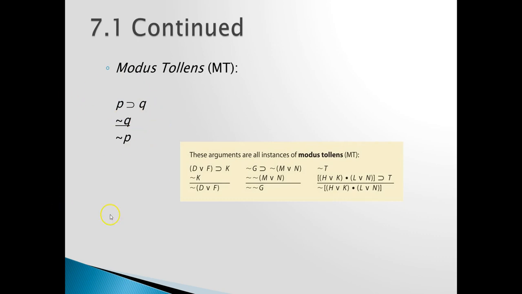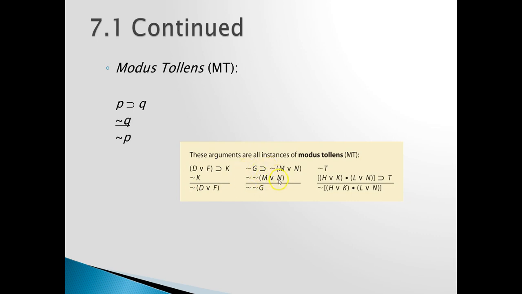So first one here, I've got if it's the case that D or F, it follows that K. And on another line in the argument I have, well, not K. So the consequent is false here because it was K, and not K makes that false. Therefore, the first part must be false. So I negate the entire antecedent. It's not the case that D or F.